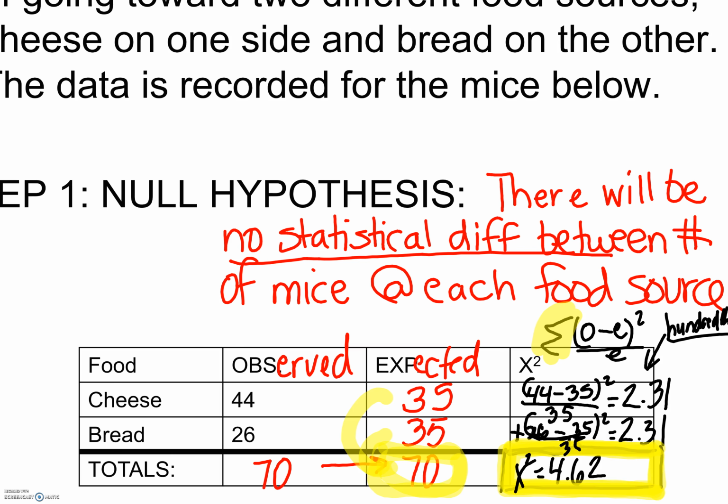All right, any other questions about this? Okay, so let me show you what to do with that number. So let's remember that number, 4.62.